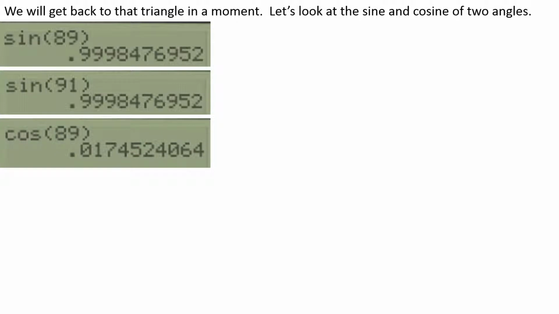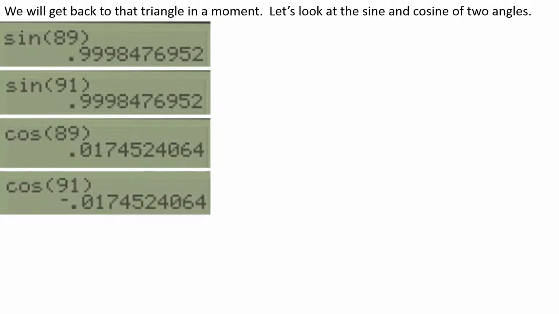Cosine of 89, about 0.017 and so on. Cosine of 91, negative. It's negative 0.017 and so on. So if cosine is 1 degree short of 90, it's not the same as cosine of 1 degree greater than 90. The sign has switched from positive to negative.